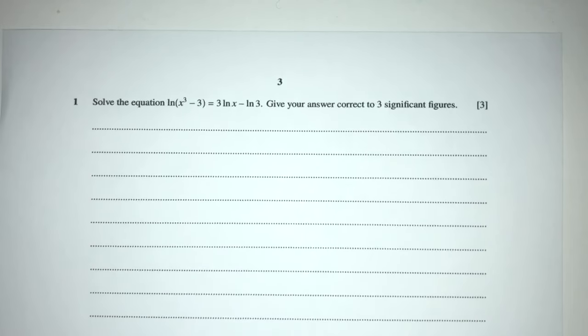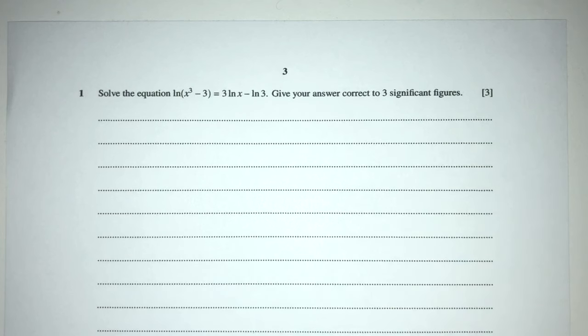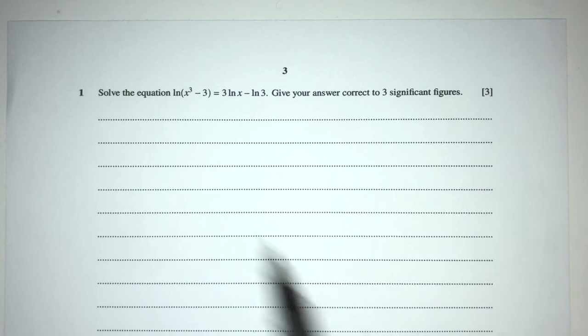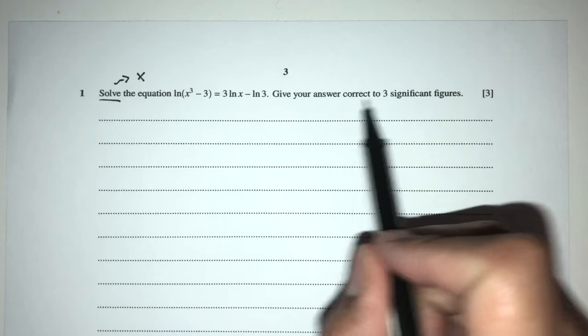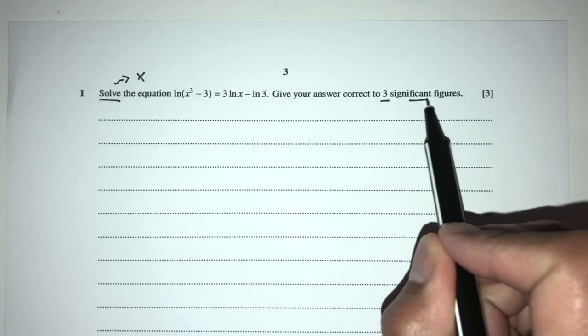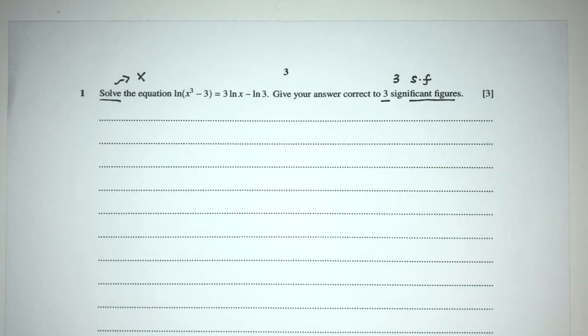Number one. Now the first step is we have to read the question and understand what they are asking us for. For example, here we have to solve this equation. Give your answer correct to 3SF. Now there's two things here. So solving means what? Solving means finding the value of x. That's the first thing. And then give your answer correct to 3SF. So definitely this is also something we have to keep in mind while solving the question.